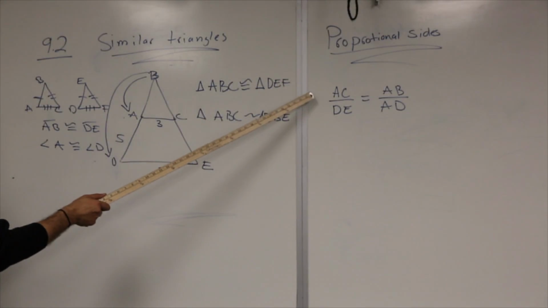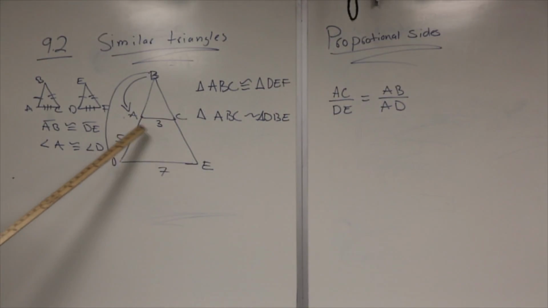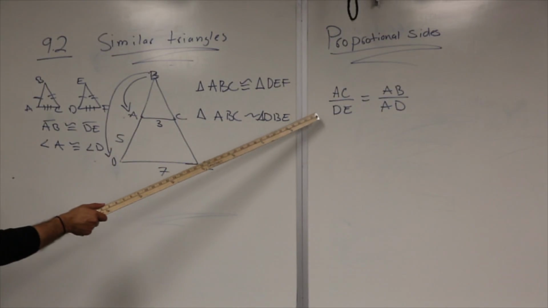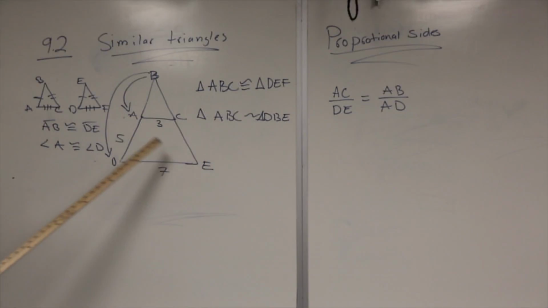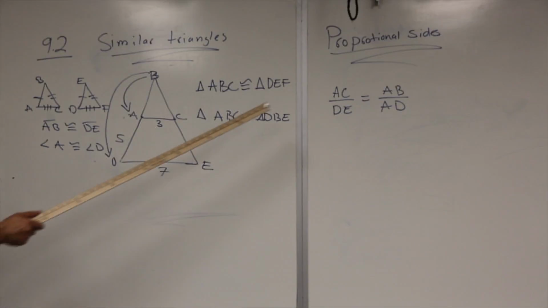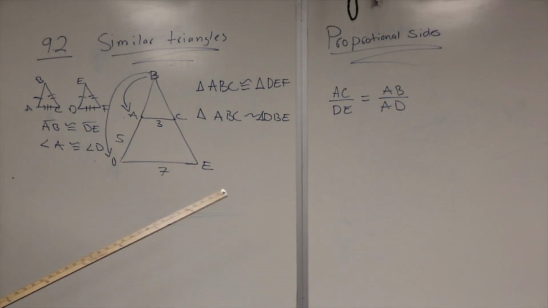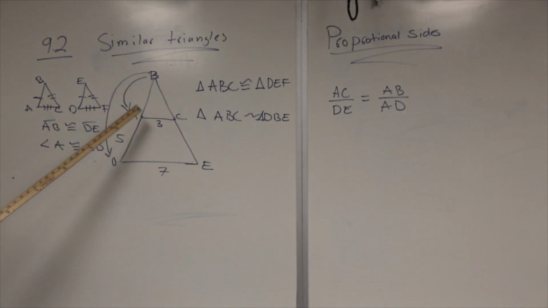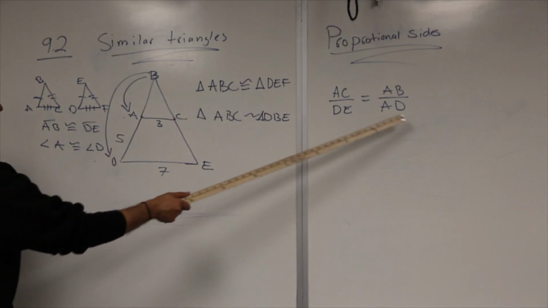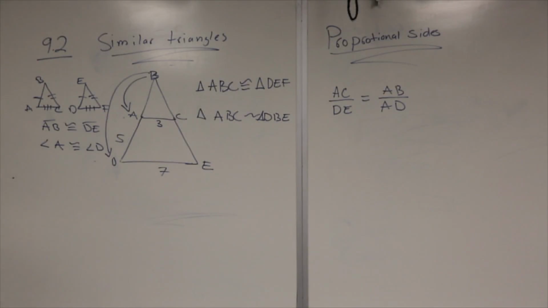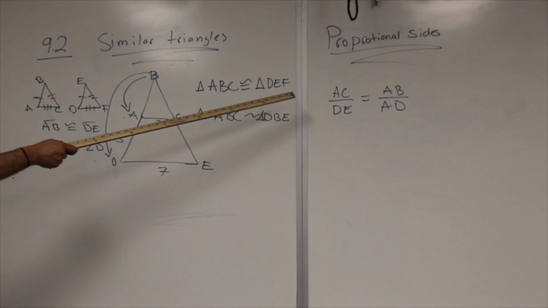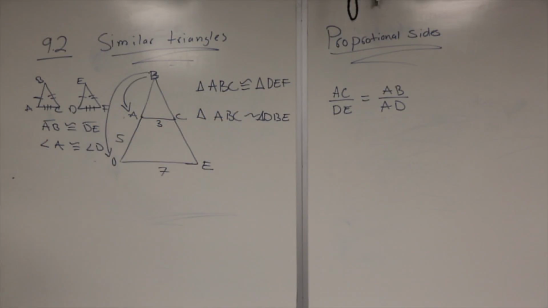So I took the small triangle, AC, and put the proportional side underneath it, DE. Then I took the proportional side, AB. We don't know what that is. And I put it over AD. Okay? Now, after you do that, you want to fill in the line segments that have a numeric value.